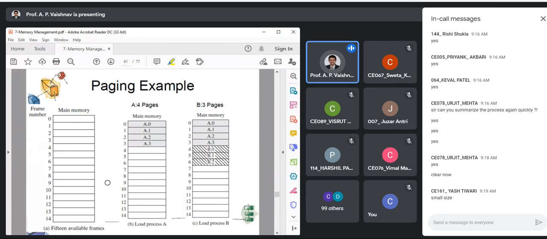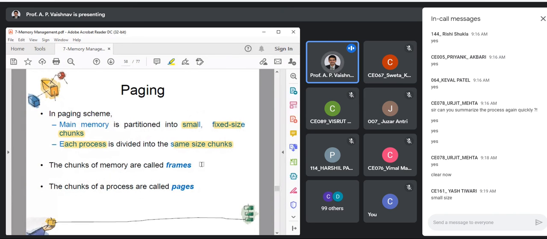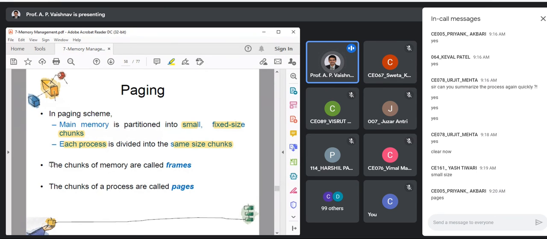Let me just cover the definitions first, then we'll go with the example. The chunks of memory are known as frames. Main memory partitions are known as what? Frames. The chunks of process, or you can say partitions of your process, are known as pages. I'll again repeat. Suppose you are dividing the process into 4 KB parts. Process, remember, I'm not saying memory. Each of the 4 KB parts is known as what? Yes, it is known as a page.